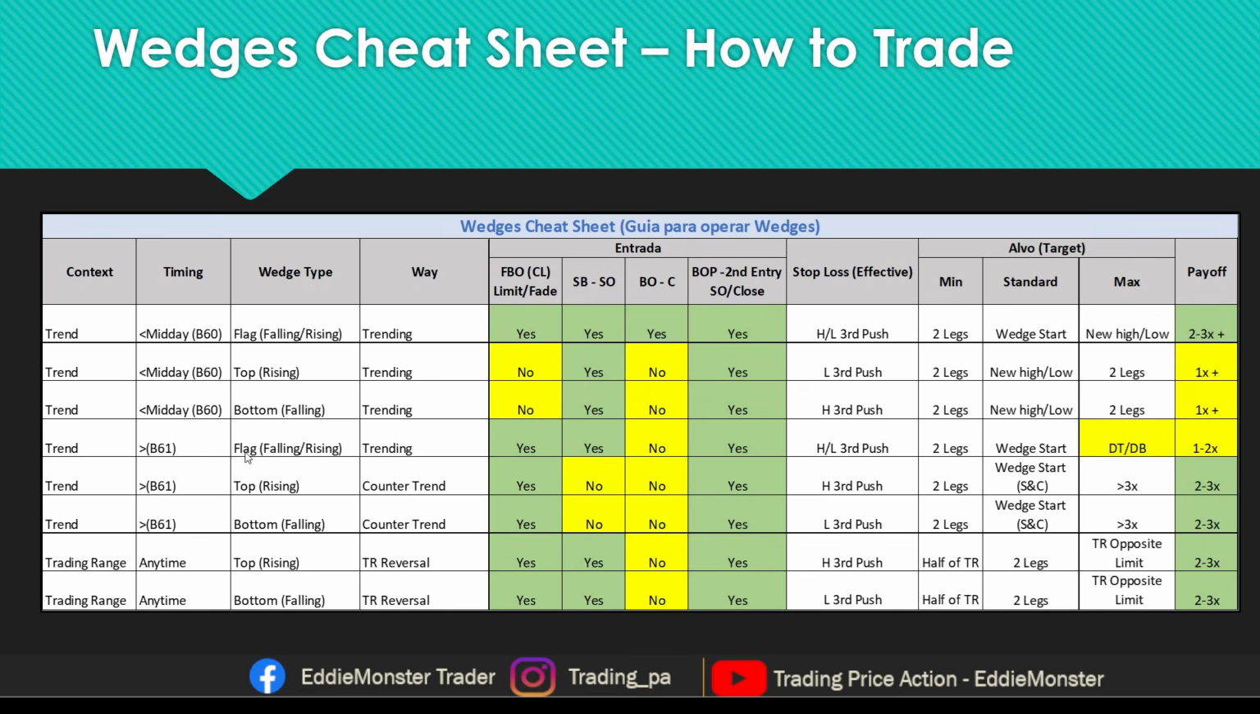And then if we have a wedge after midday, we can even decide if we have a top or bottom, we can operate counter trend. But it's a flag of we continue operating that trend. Okay.